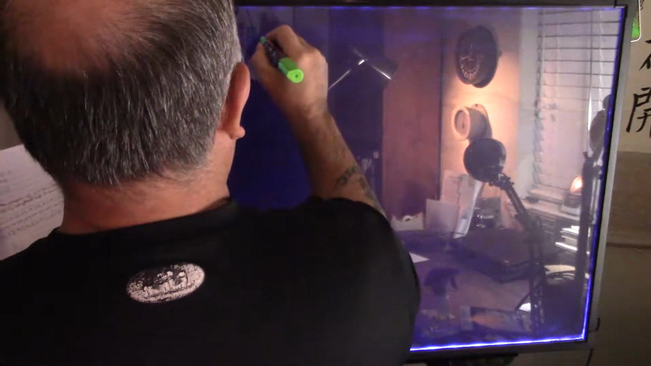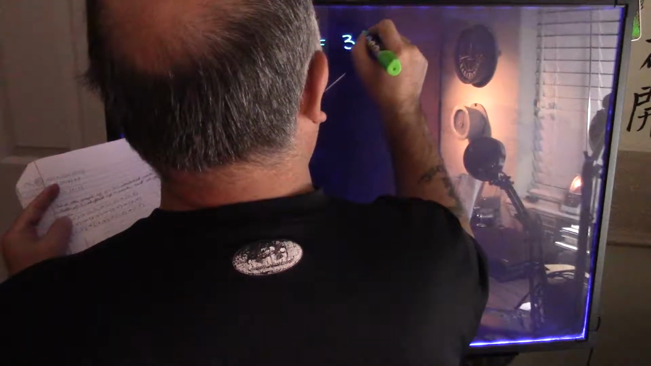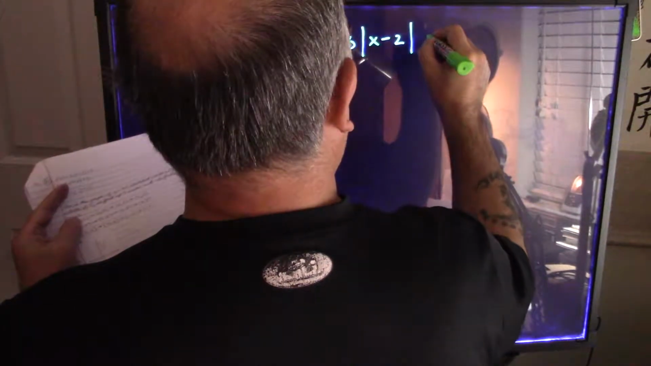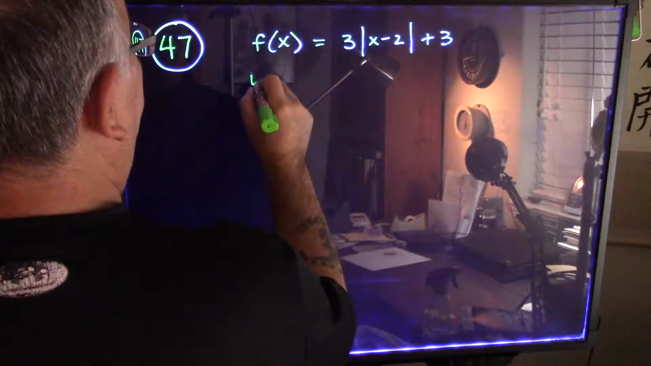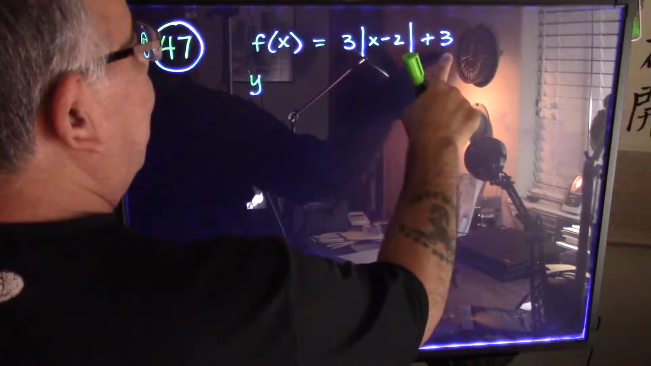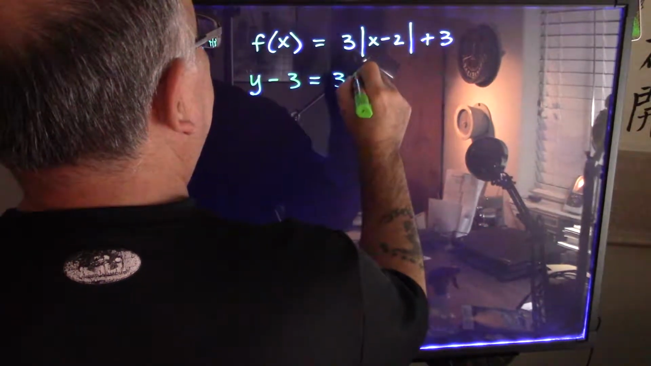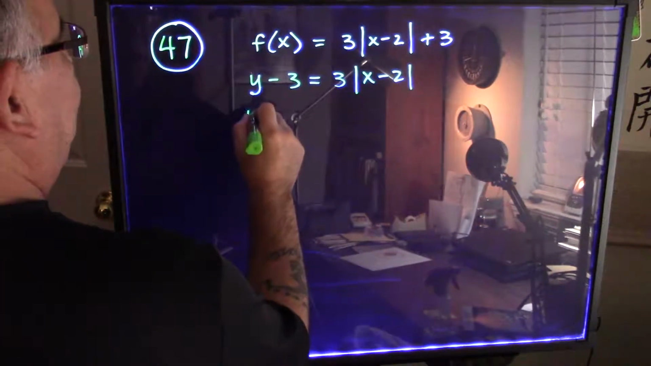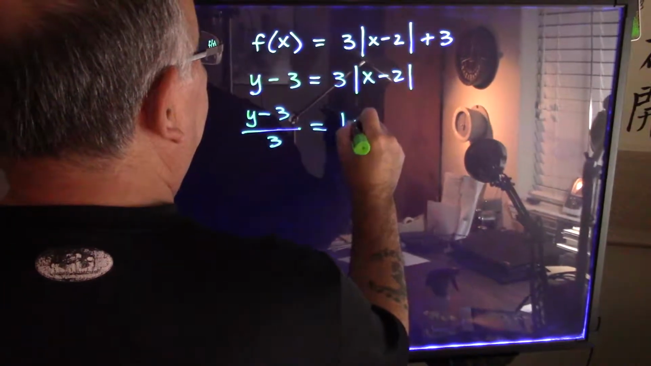Number 47. We've got f of x equals 3 times the absolute value of x minus 2 plus 3. So I'm going to let y equal f of x. So I've got y equals so on and so forth. Subtract 3 from both sides. So you got y minus 3 equals 3 times the absolute value of x minus 2. And then divide both sides by 3, so you got y minus 3 all over 3 equals absolute value of x minus 2.